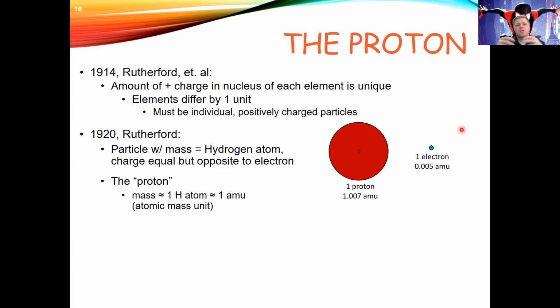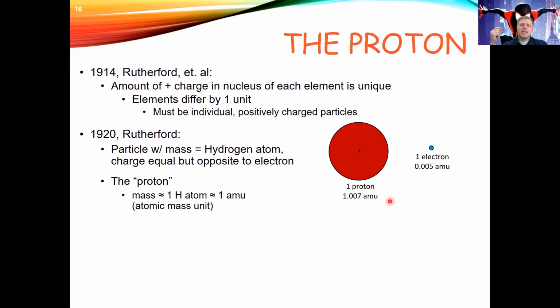So at this point, I'll introduce to you what's called the atomic mass unit, or AMU. It's not very convenient to talk about nuclear or subatomic particles in terms of kilograms. So we use the unit AMU. And we've defined this as being pretty close to the mass of a proton. We'll get into how it's actually defined in a later lecture. But you'll notice that a proton weighs 1.007 AMU, whereas an electron weighs 0.005 AMU. So the proton is much heavier. It's about 200 times heavier than the electron.